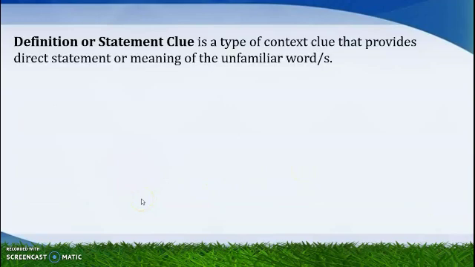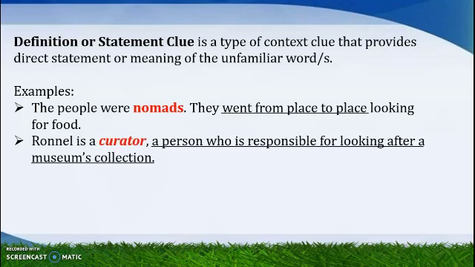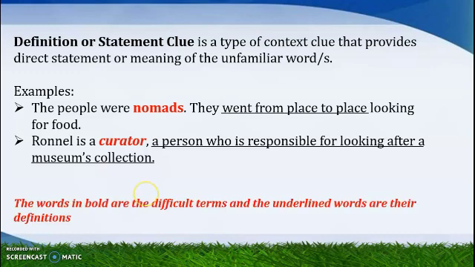We have another kind of context clue, the definition or statement clue. It is a type of context clue that provides direct statement or meaning of the unfamiliar word or words. For example, the people were nomads. They went from place to place looking for food. Ronald is a curator, a person who is responsible for looking after a museum collection. The words in bold are the difficult terms or the unfamiliar words, and the underlined words are their definition.